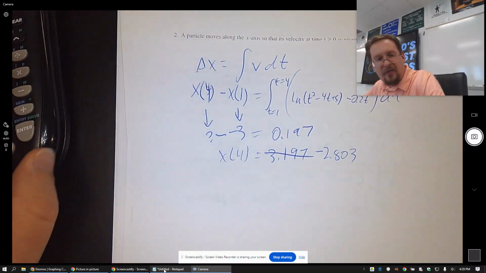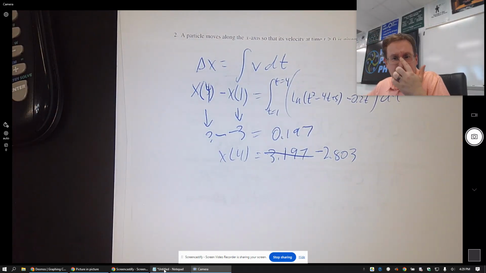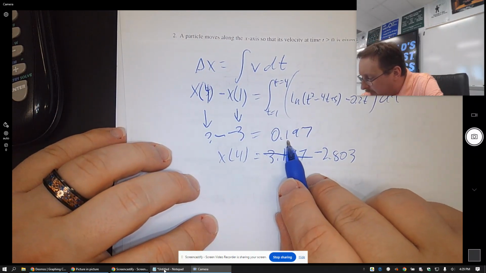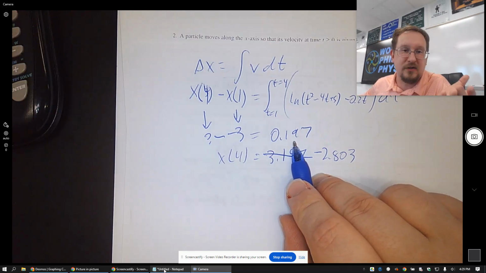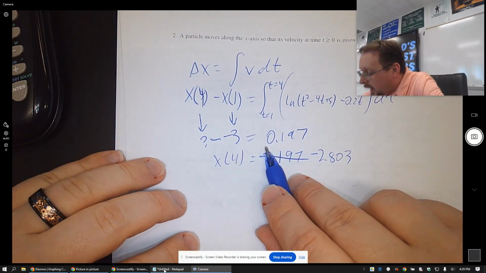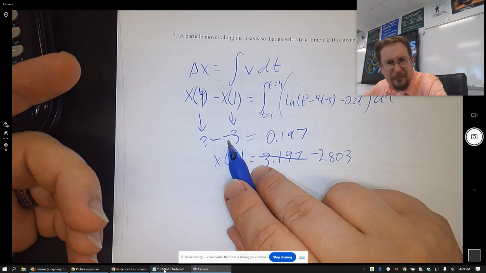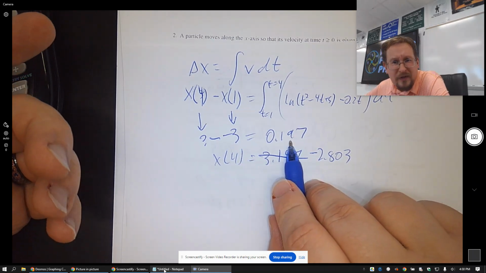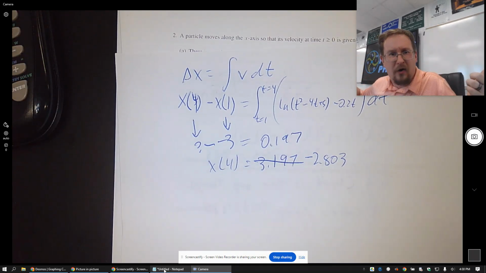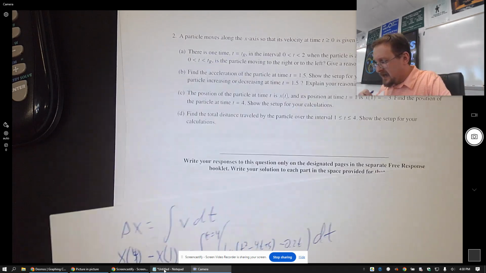-2.803. How did you know that was bad? How did you know there was something wrong with that? Because the particle only moves like 0.2 of a meter. Let it be meters. Okay, can you just do units, okay? So you can't go from -3 to +3 in 0.2 of a meter. That's how I knew something was wrong, right? Make sure your numbers make sense, you know?